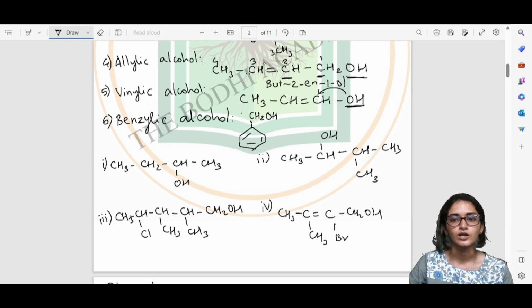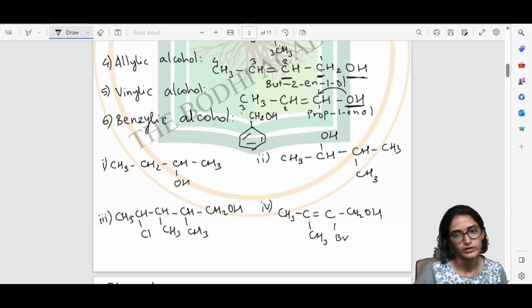Next is vinylic alcohol. So what will be the name here? Since there are 3 carbons, we will start numbering from here: 1, 2, 3. The first carbon is itself double bonded, and to the first carbon only OH is attached. So the name will be prop, 3 carbons, so prop-1-en-1-ol. I have not written 1 here; you can directly write it as propenol. Okay, so this is the name. So we have finished the nomenclature till vinylic alcohol.